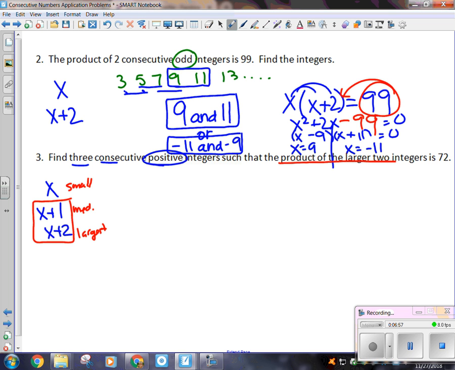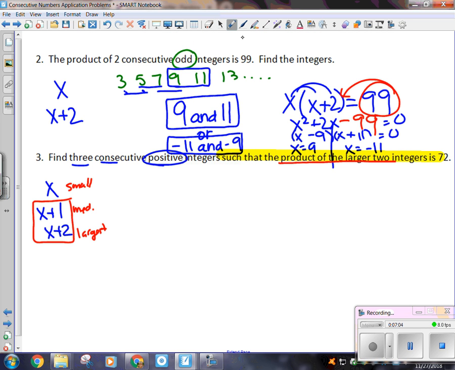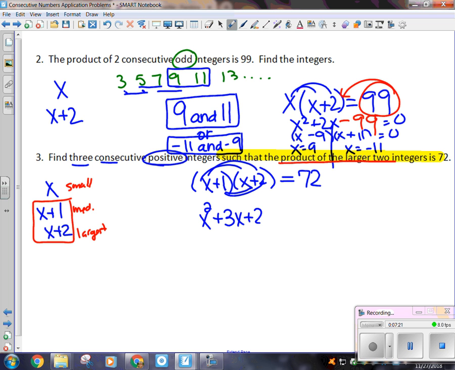So find 3 numbers, but the product such that, from this part right here, this is the part after the such that, that's really going to help me write the problem. Product of the larger 2 is 72. Lobster claw, x squared plus 3x plus 2 equals 72. I'm going to move 72 over here, subtract 72. So I'm going to end up with x squared plus 3x minus 70 equals 0.